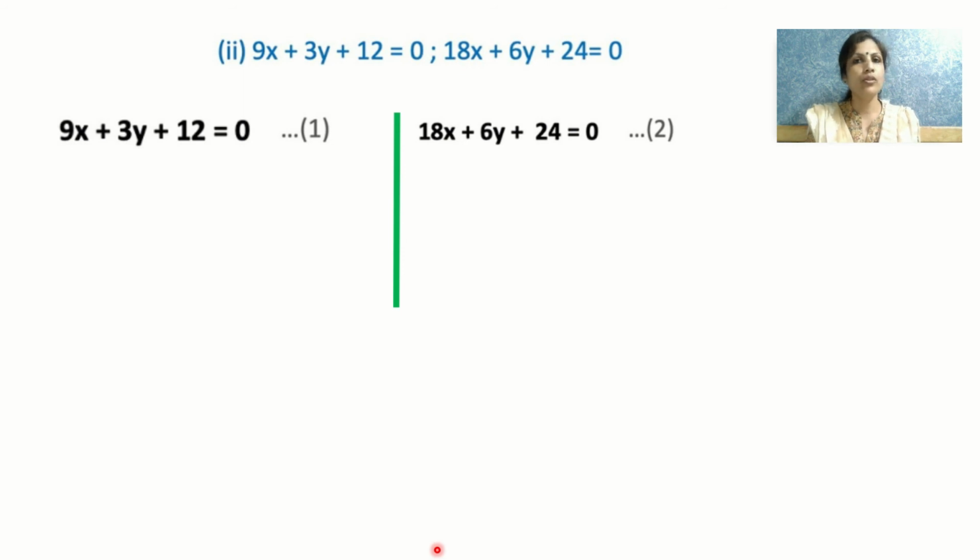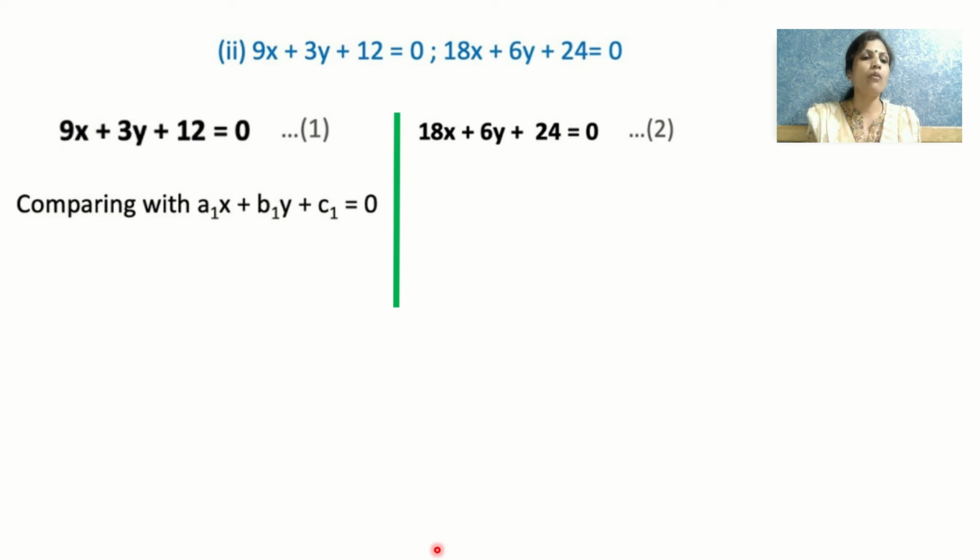A very, very important note: you may be given the equation in any format. You may be given the constant terms on the right side. Always keep in mind that your equation should be in the form ax plus by plus c is equal to 0. You will shift the constant term to the left and equate it to 0.